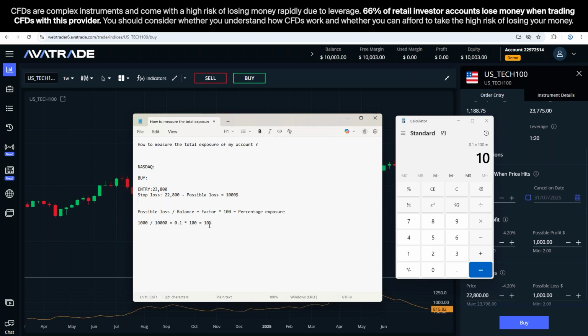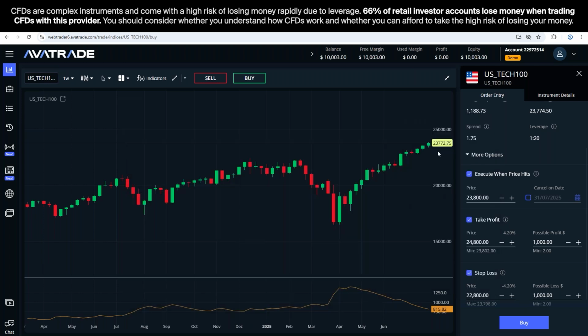Who can tell me what is my exposure if I don't use the stop loss? What is my exposure if I don't use a stop loss? Who knows? Can I even measure that? Or is it limitless? Let's see what can happen if I don't use one, okay?